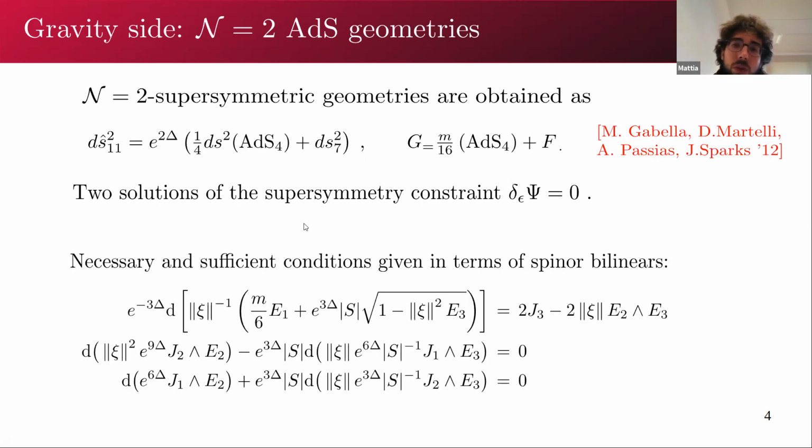And then in terms of spinor bilinears, they're able to provide these necessary and sufficient conditions for the geometry to be N=2. And of course, these are a system of three differential equations with these quantities looking kind of ugly and built out in terms of these spinor bilinears.